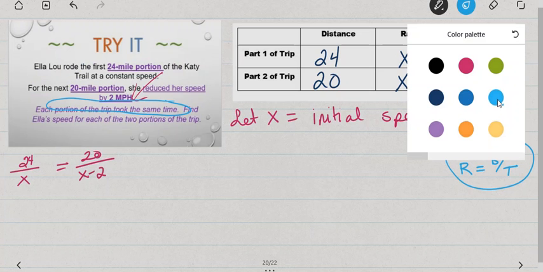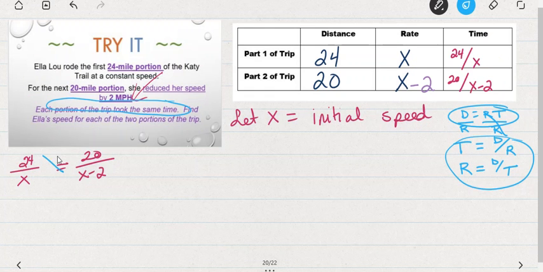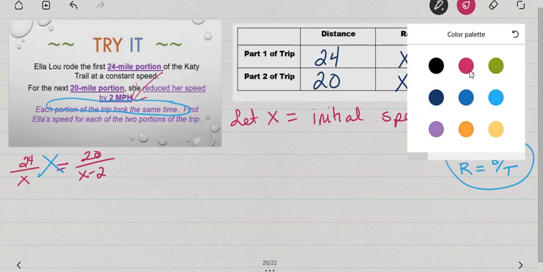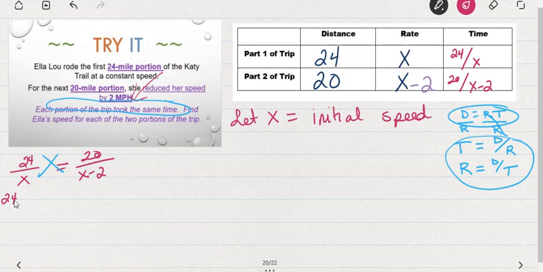Now because this is a proportion, I can solve it by cross multiplying. And when I cross multiply, I get 24 times the quantity x minus 2 equals 20 times x. If you need to pause the video and get your own review of cross multiplying, you might benefit from that if you're not sure how I just made this second step.